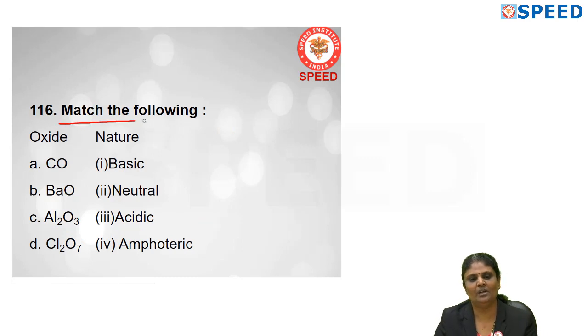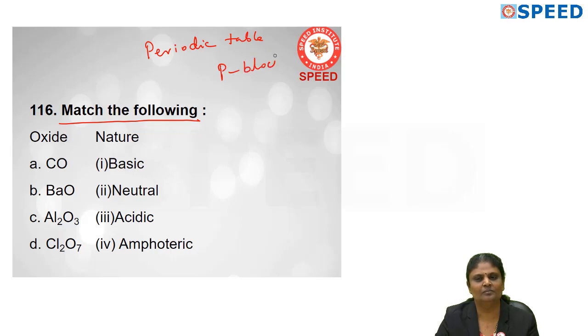And then, match the following. Again this is from the periodic table, the p block. Oxides are given, from the oxygen family: CO carbon monoxide, barium oxide, alumina or aluminium oxide, and Cl2O7. You have to match them with the correct classification: basic, neutral, acidic and amphoteric.